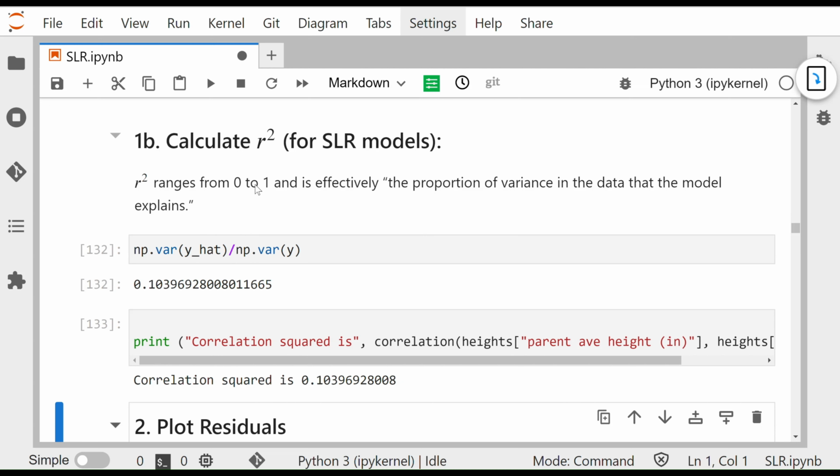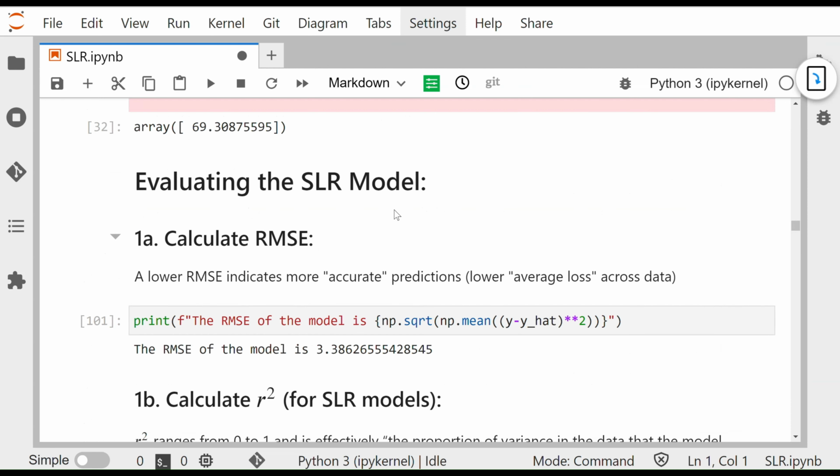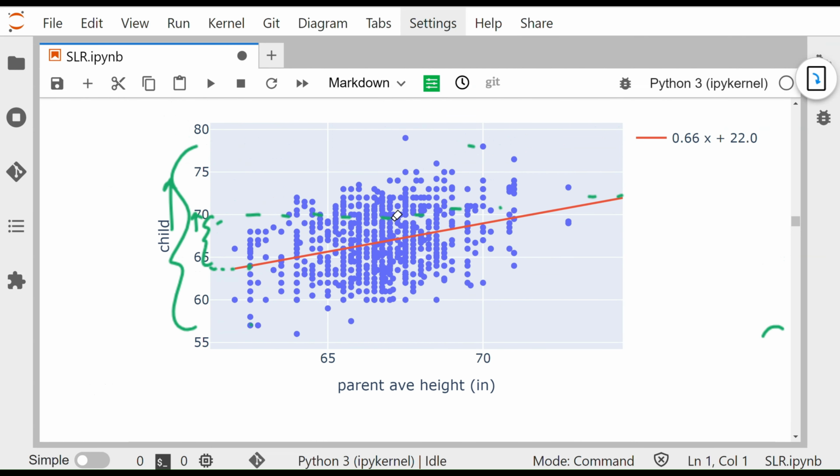Typically, we want that to be as close to 1 as possible, but sometimes, depending on the data, especially when you're talking about human data like this, you're not going to get a model with an R squared close to 1. There's just so much variation in what happens in humans that you're probably going to be okay with an R squared of only 10%. That's more realistic for this type of data.